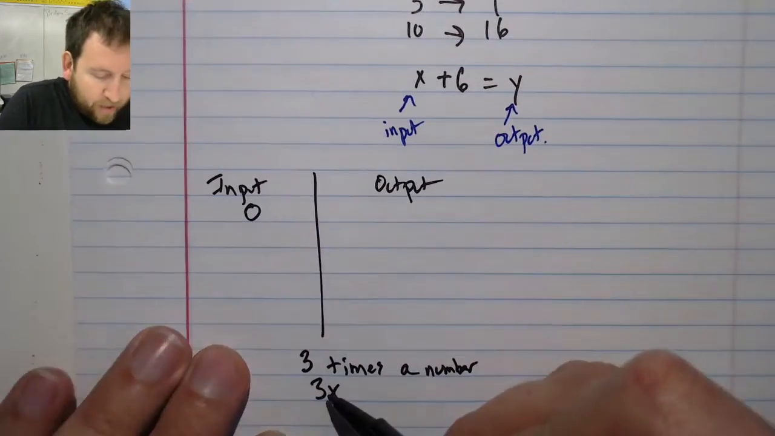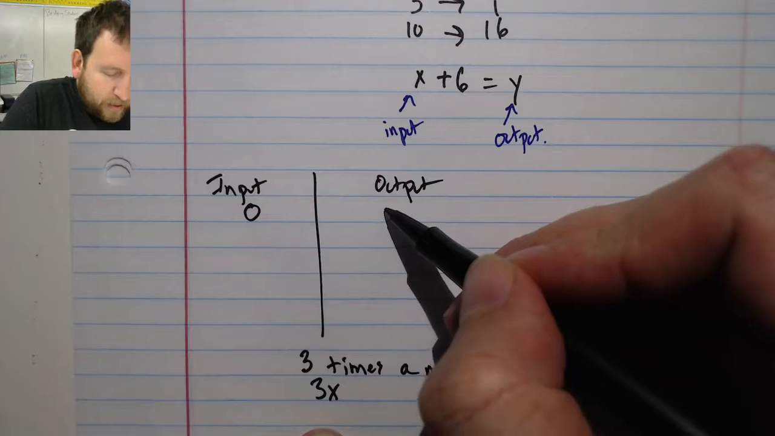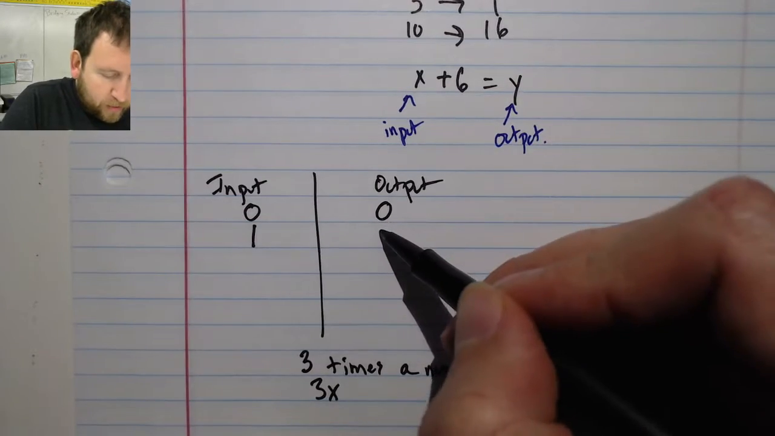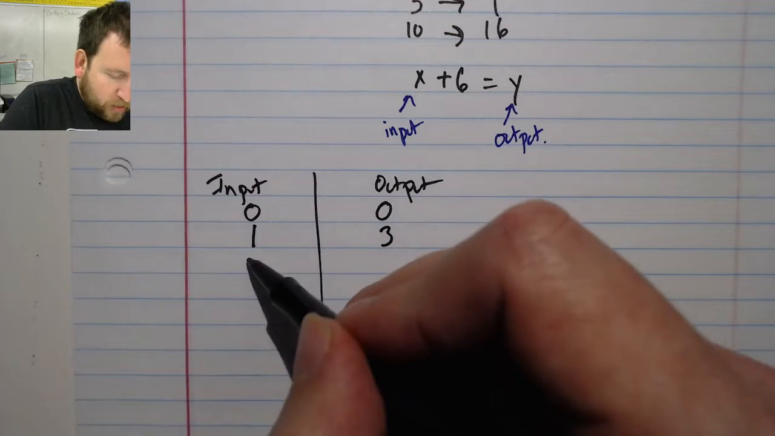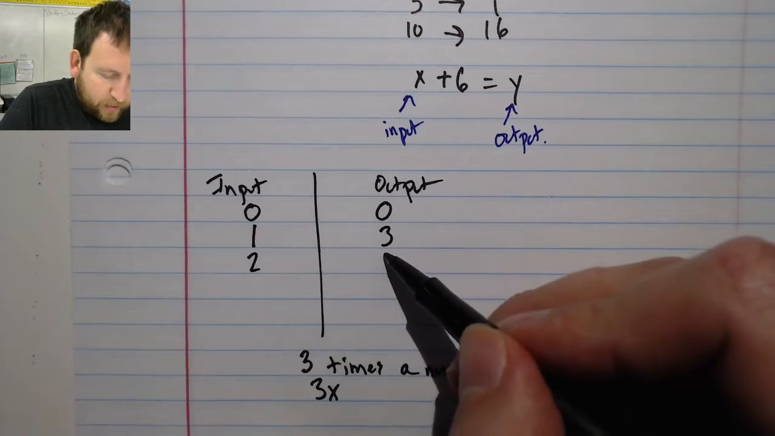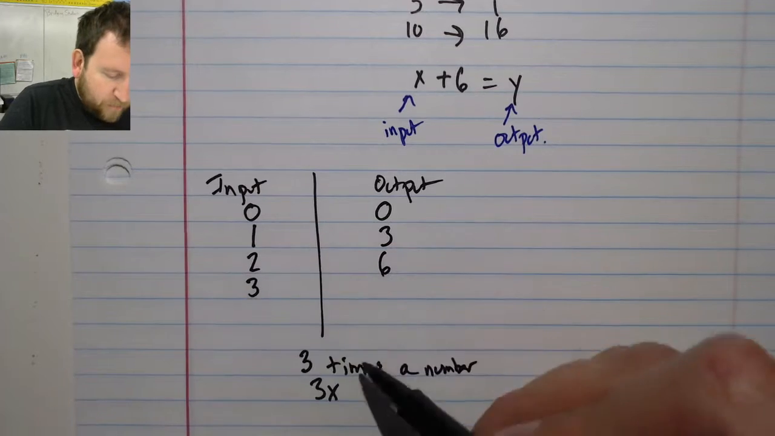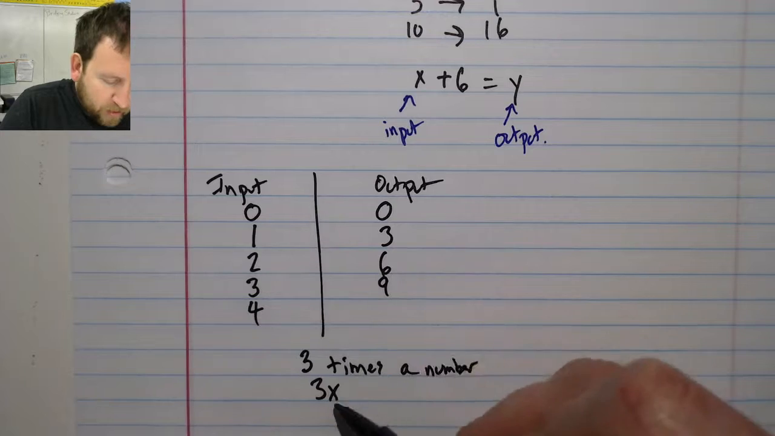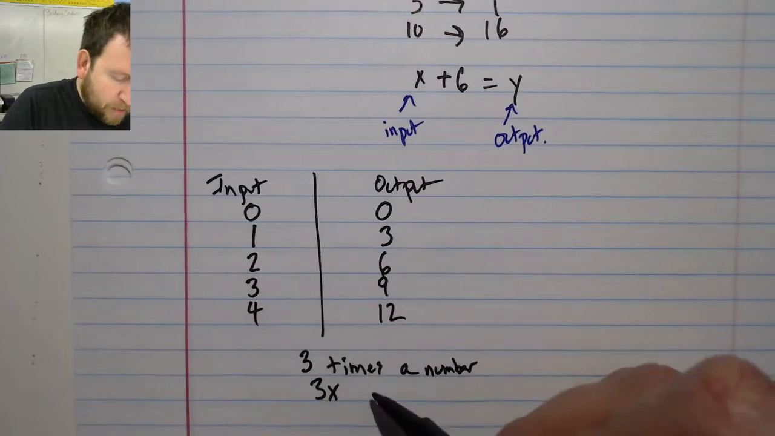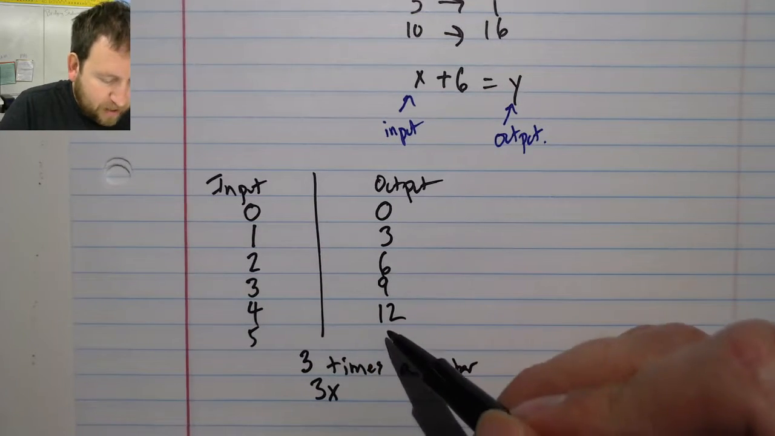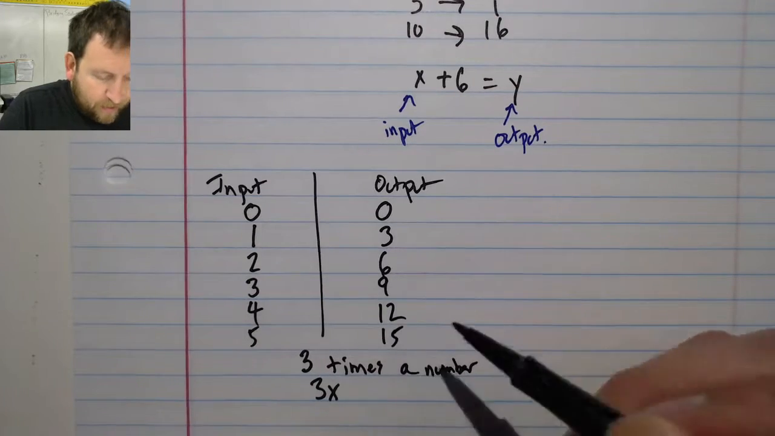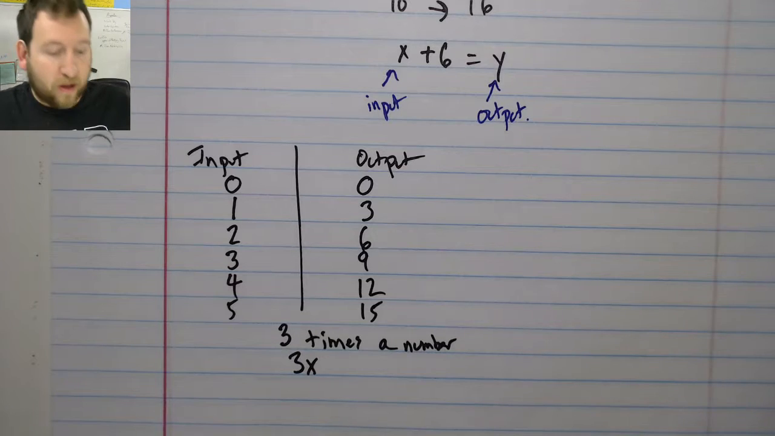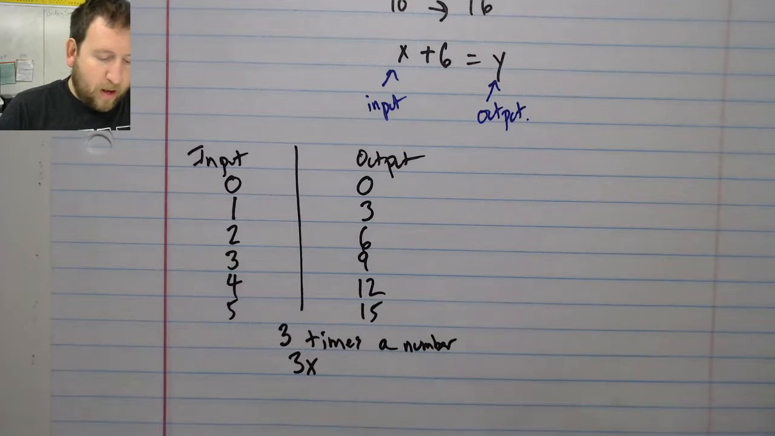If I put 0 into my function, 3 times 0 is 0. I'm going to put 1 in. 3 times 1 is 3. I'm going to put 2 in. 2 times 3 is 6. I'm going to put 3 in. 3 times 3 is 9. I'm going to put 4 in. 4 times 3 is 12, and I'm going to put 5 in. That's going to complete my table, and 5 times 3 is 15. Now I have my complete table, and I'm able to say that I'm done. Yay!